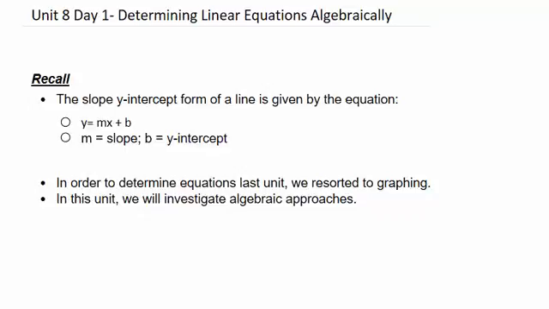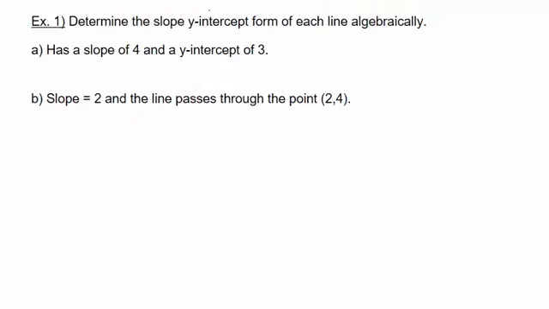Also remember that in the last unit, we used graphing to determine equations. Now we're actually going to use algebraic approaches to get the equation. So let's work through some examples. Determine the slope y-intercept form, so y equals mx plus b, of each line algebraically. Part A. This line has a slope of 4 and a y-intercept of 3.